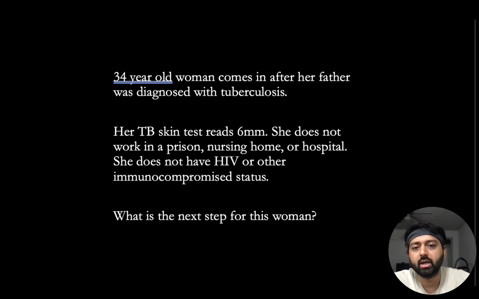So a 34-year-old woman comes in. Her father was diagnosed with TB. I guess I should have mentioned, this question's implying she lives with him. TB skin test reads 6 millimeters. She does not work in a prison, nursing home, or hospital. She does not have HIV. She's not immunocompromised. Now, the thing I was trying to do here, which I don't know, hopefully you picked up on, is despite the lack of all these risk factors, she still basically lives with someone with TB. So anything over 5 millimeters here is positive. So what do we do next? We're going to order a chest x-ray.